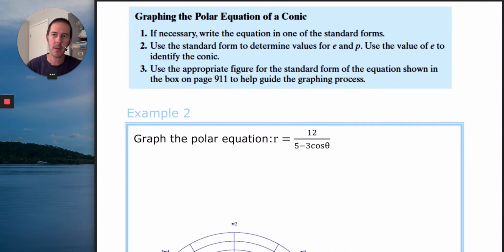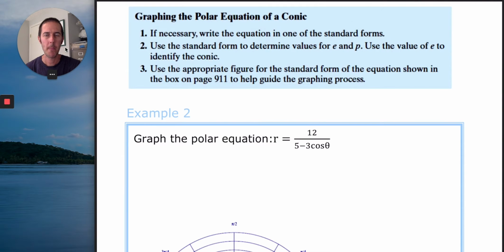Let's talk about graphing, and we'll also do a similar process to what we did on the previous page in order to gather some information about this equation. So for graphing purposes, this set of pre-printed notes is instructing us to write the equation if necessary in one of the standard forms, which we're going to do because that's the easiest way to get an e value and a p value so that we know what kind of a conic we're working with and how far away the directrix is going to be from the pole or from one of the foci.